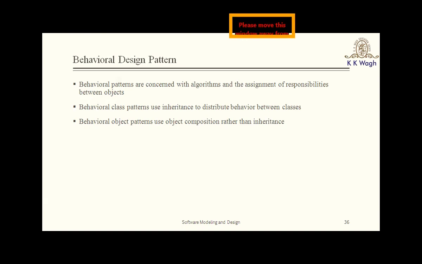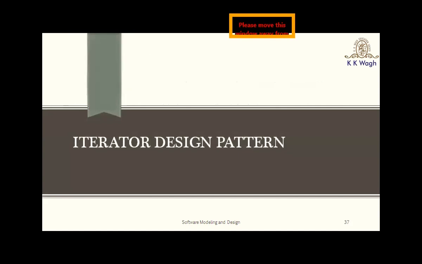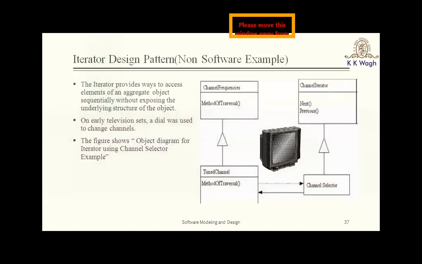Let us move towards the next slide. The first pattern is the iterator design pattern. Now, what is iterator design pattern? This figure indicates a non-software example. This figure shows an object diagram for iterator using a channel selector example. The iterator provides ways to access elements of an aggregate object sequentially without exposing the underlying structure of the object.